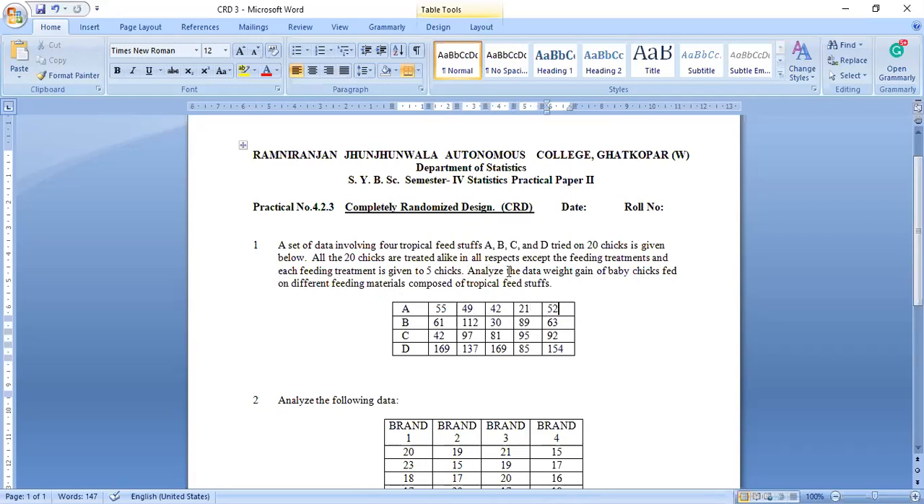Actually they have observed their data, which is the weight. So they have found the weight on the basis of treatment A, treatment B, treatment C, and treatment D. So we need to analyze this, and based on this, you need to analyze the observed data: weight gain by baby chicks fed on different feeding materials composed of tropical feed stuff.